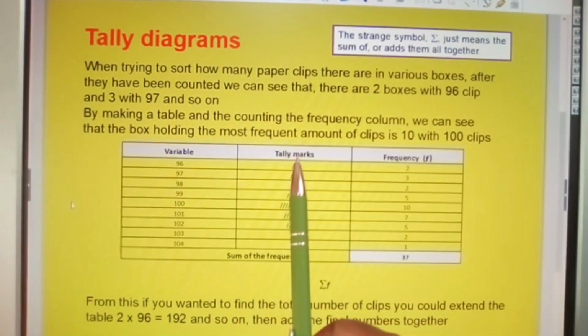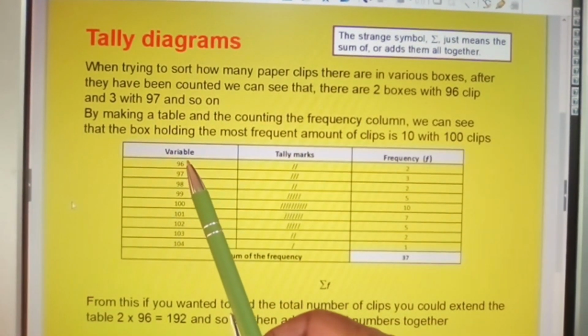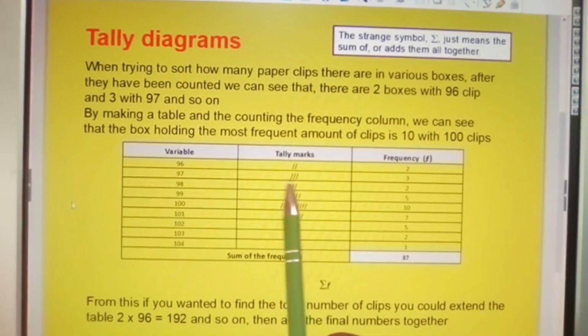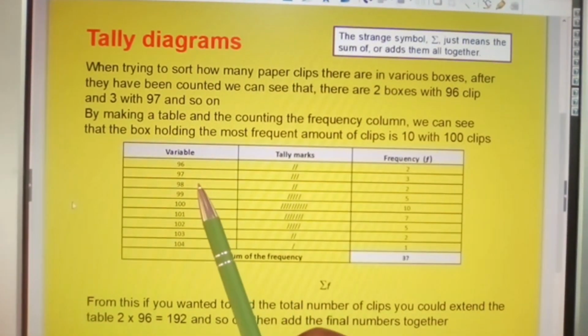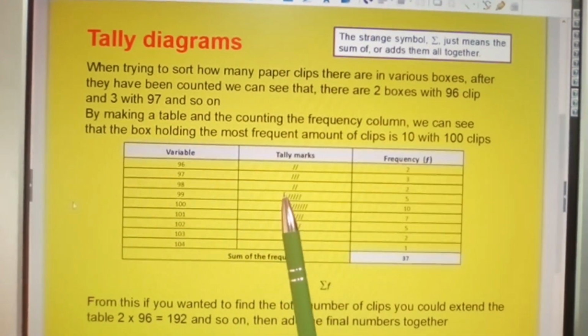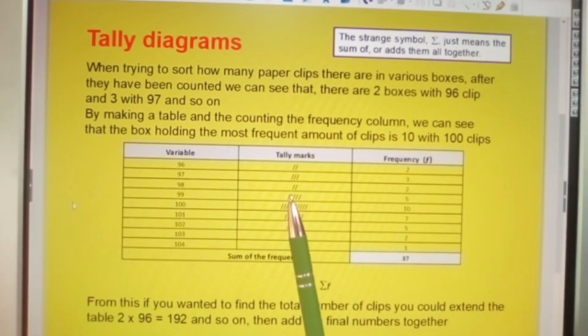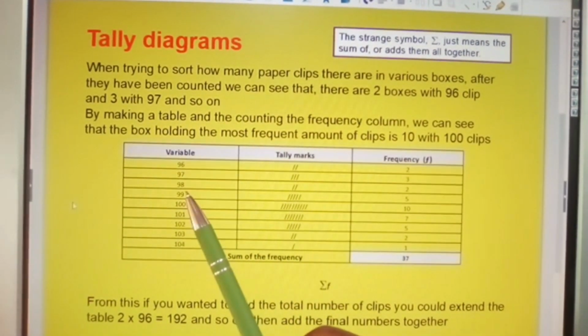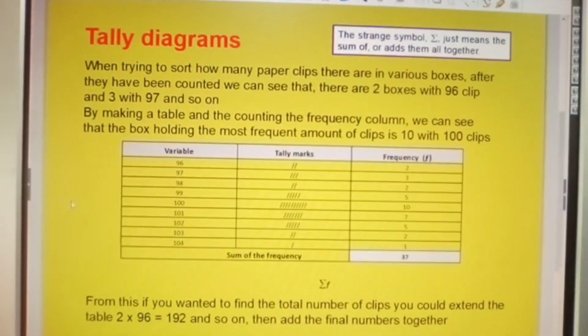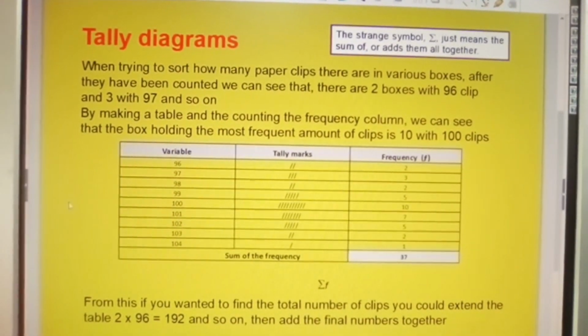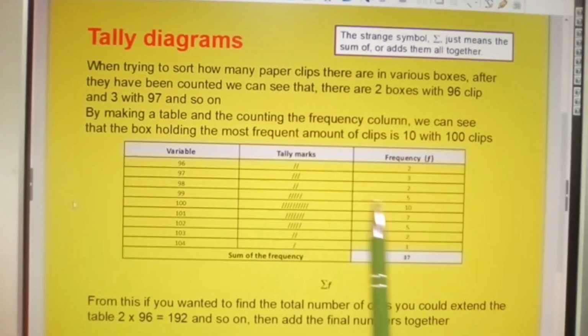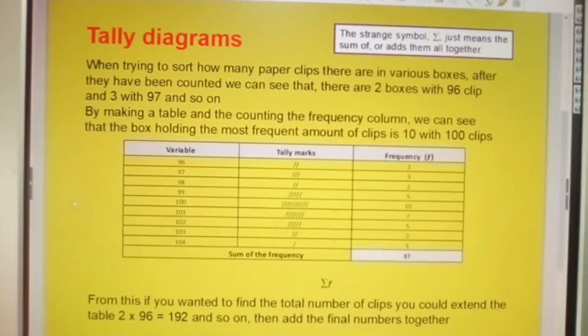There are 2 boxes containing 96. There are 3 boxes containing 97 clips. There are 2 boxes containing 98 clips. There are 5 boxes containing 99 clips. But there are 10 boxes containing 100 clips.